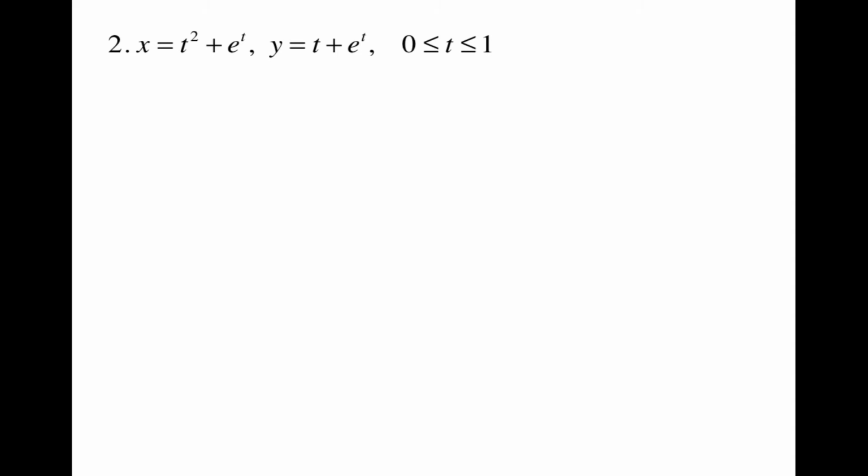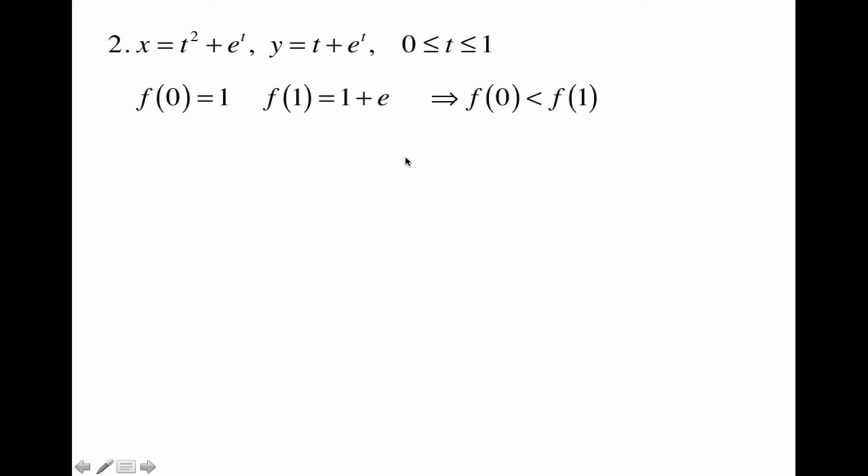So first thing, I need to check the endpoints of t. So I'm going to plug into the x term. When I plug 0 in for t in the x, I get 1. When I plug in 1, I get 1 plus e. So this tells me that f of 0 is less than f of 1.